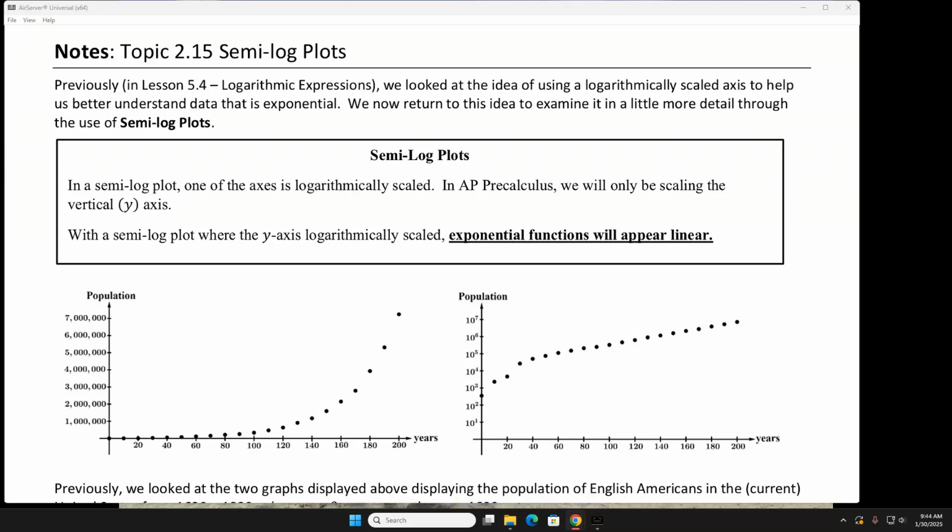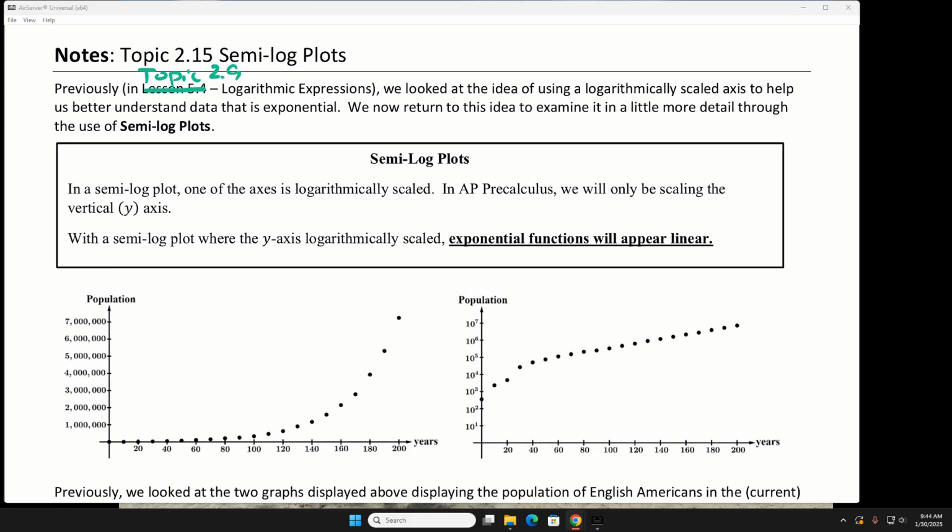All right, so we already talked about semi-log plots. It was actually not lesson 5.4. It was topic 2.9, but last year I labeled my units differently. But anyway, it was the same thing. We just called something different.